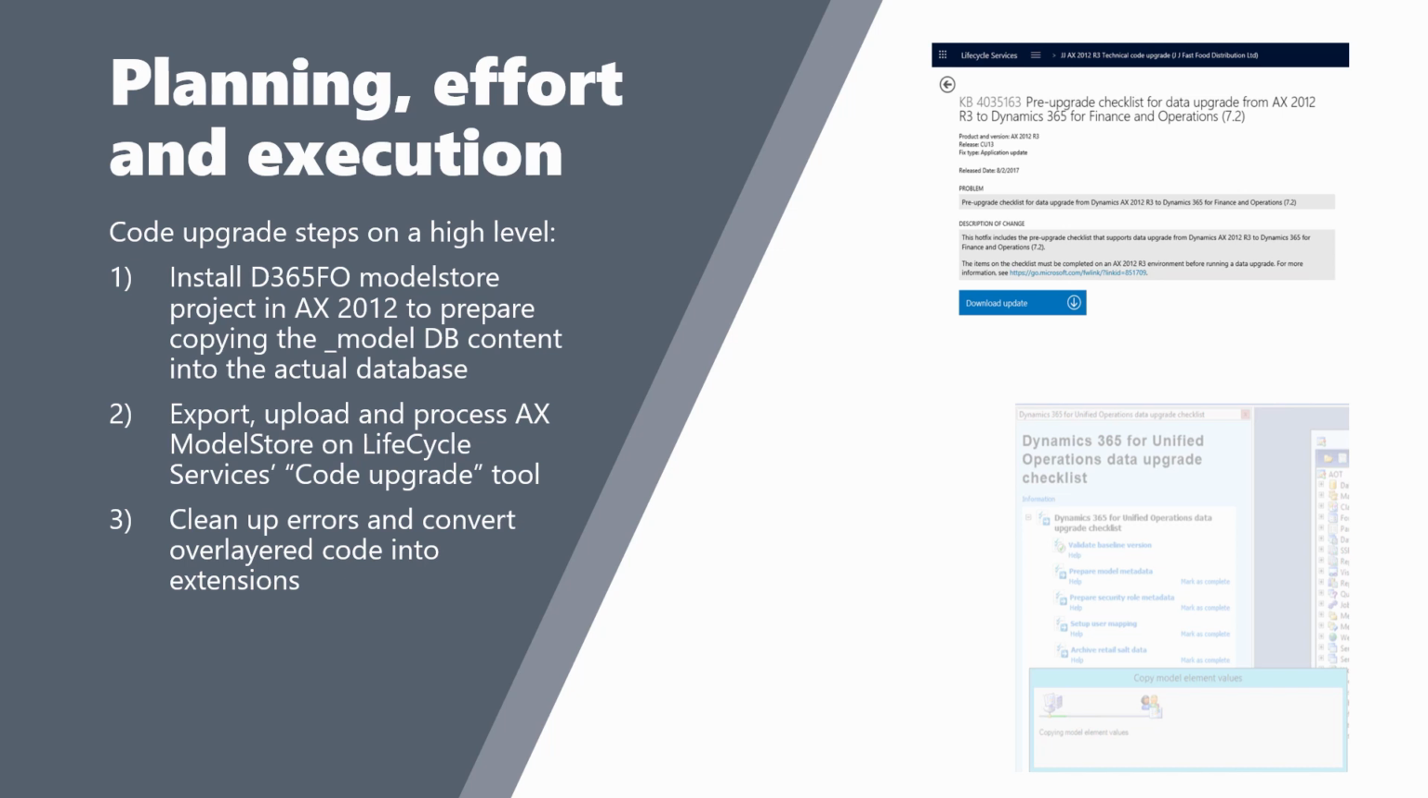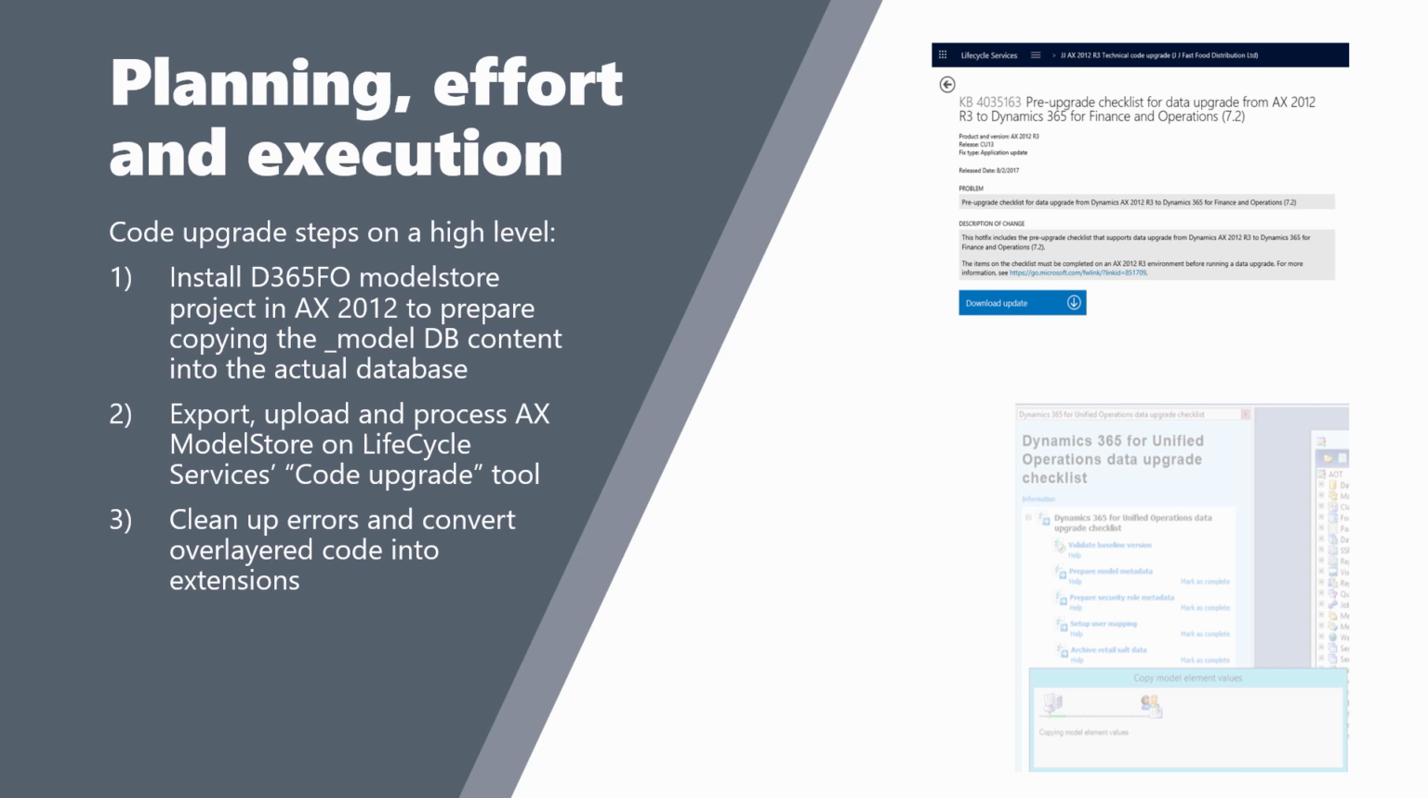Let's have a look at the actual steps to do for the code upgrade. So first we need to install a model store project in our AX 2012 system, which is going to introduce a new checklist. This checklist is exporting all of the model elements from our model DB, that is a separate database in our SQL server, into the main.db. Once we go through this checklist, we have to export and upload the AX model store, which has our code, to Lifecycle Services. There's a tool called Code Upgrade tool, which is going to go through all of our objects, try to automatically upgrade it.